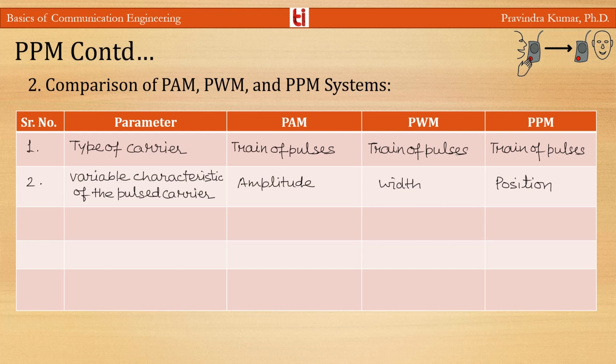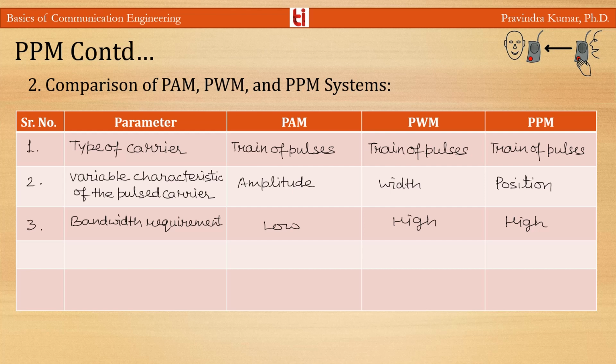And if we talk about the variable characteristic of the pulse carrier, in PAM the amplitude is the variable characteristic, in PWM the width of the pulse is the variable characteristic, and in PPM the position of the pulse is the variable characteristic. And if we talk about the bandwidth requirement, in PAM the bandwidth requirement is low, in PWM the bandwidth requirement is high, and also in PPM the bandwidth requirement is high.